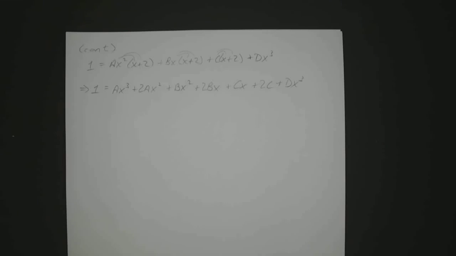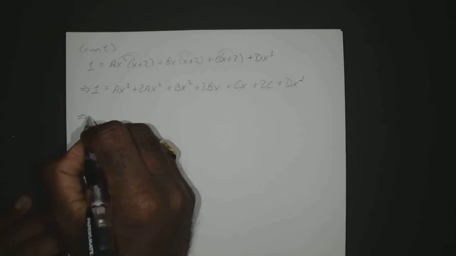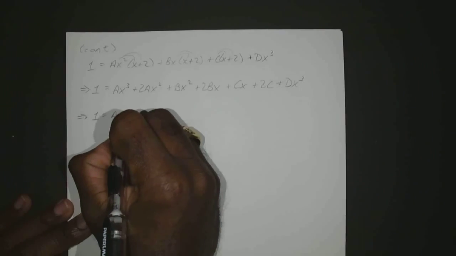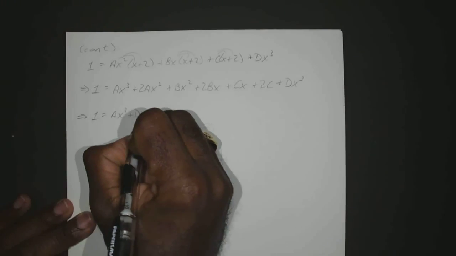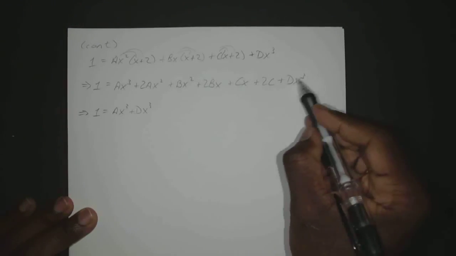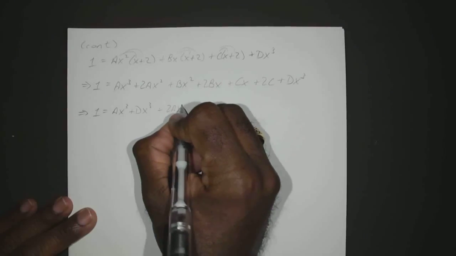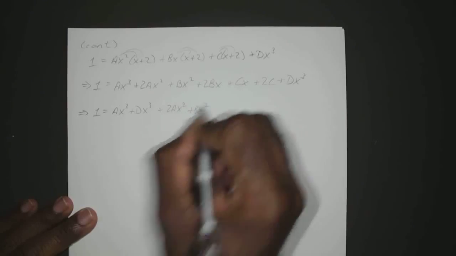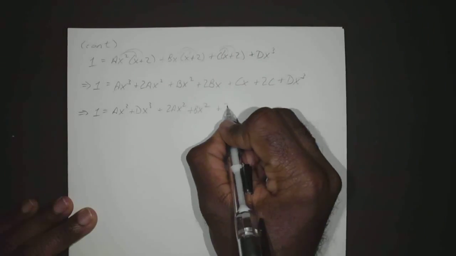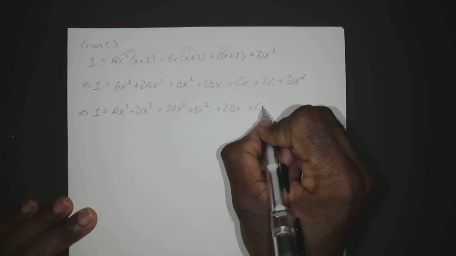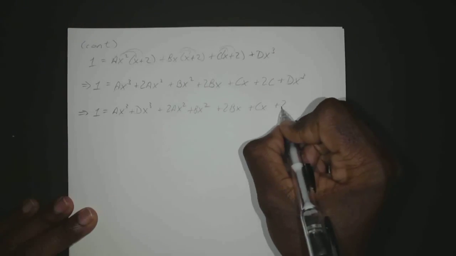Okay, so now what we're going to do is put all of our, I guess you could say, common exponents together. So all of our x thirds will go with our x thirds, our x squareds will be next to each other. So 1 equals ax to the third plus dx to the third. We can run a little line through those. Plus 2ax squared plus bx squared plus 2bx plus cx plus 2c.